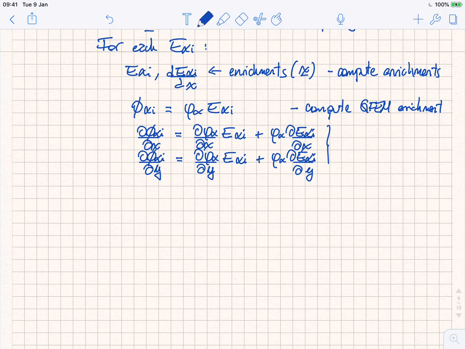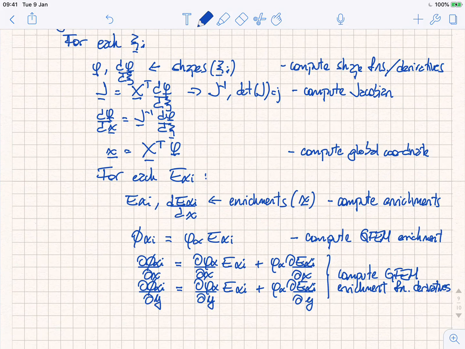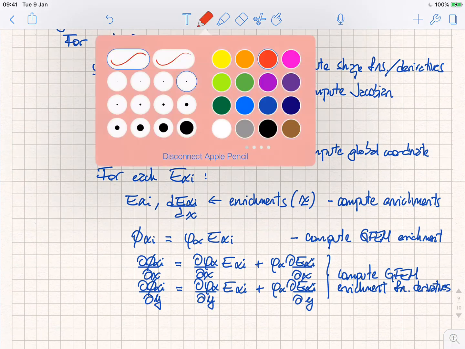And then I'm going to put here compute GFEM enrichment function derivatives. And those are the ones that we're going to add to our B matrix. So if you take a look at this algorithm, that is very simple. We have two key points here.